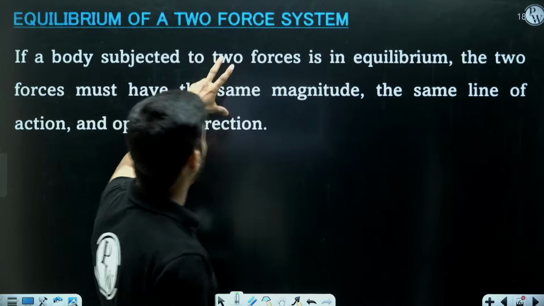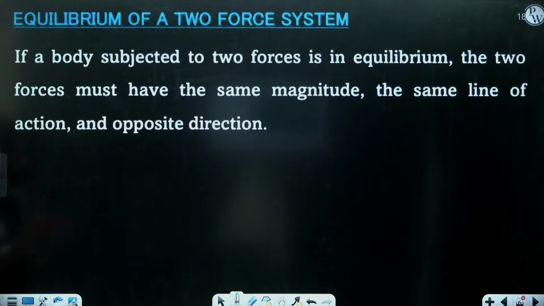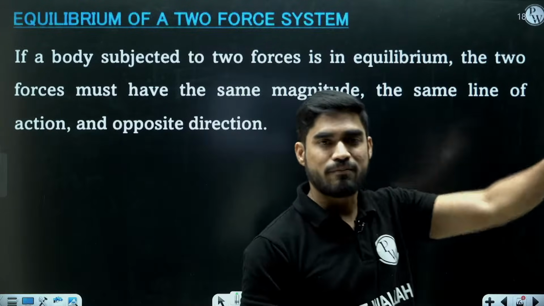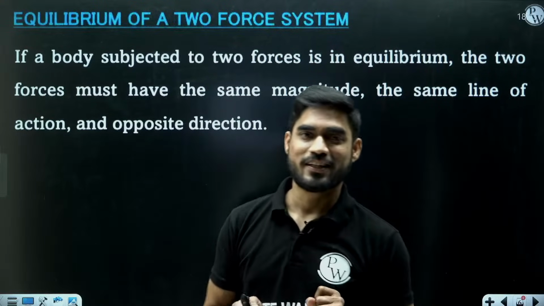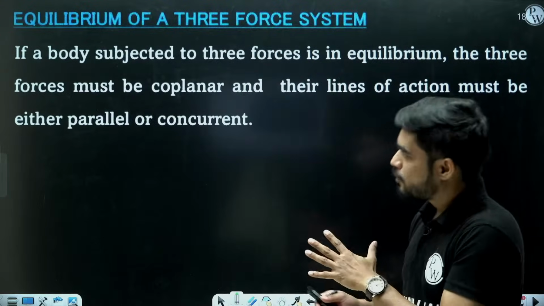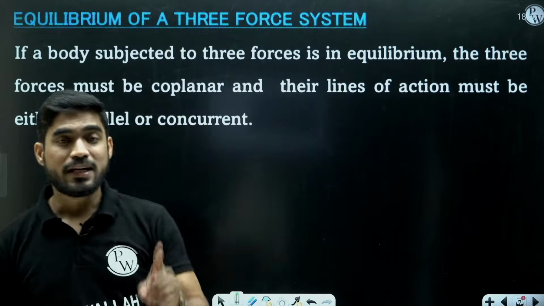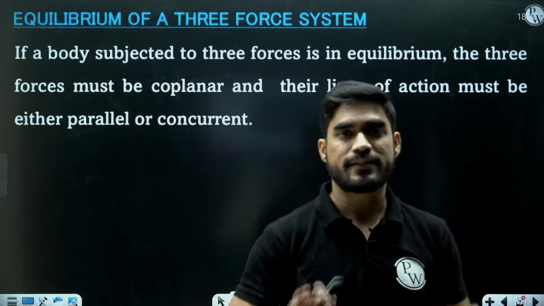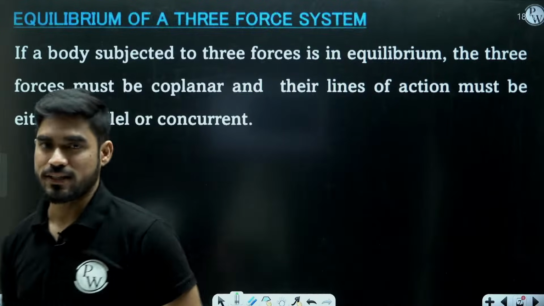Then we saw two special cases of equilibrium. First, equilibrium of a two-force system: if there are two forces in equilibrium, their line of action will be the same, their magnitude will be the same, and they will be opposite to each other. And if there are three forces in equilibrium, they must be coplanar, and they will either be parallel or concurrent to each other.